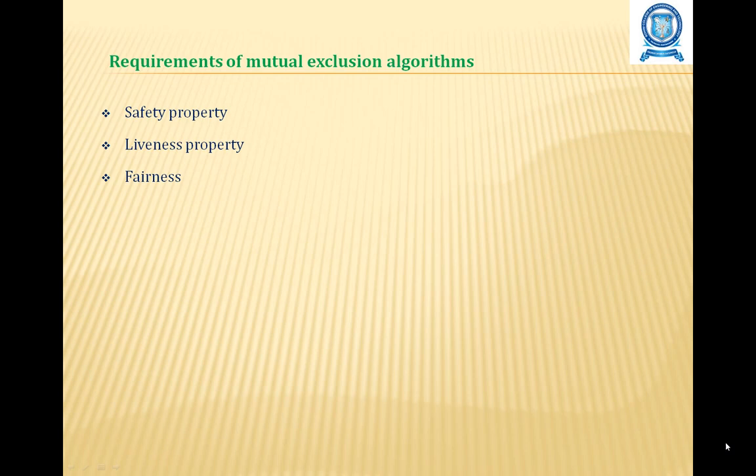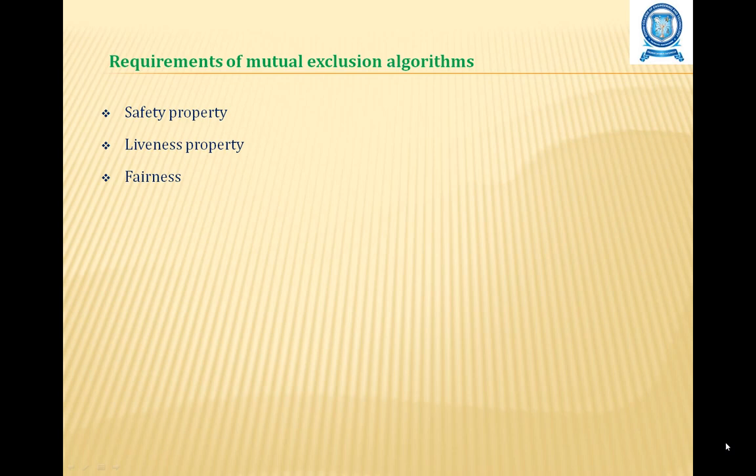Next, we see the requirements of mutual exclusion algorithms. We have three requirements: safety property, liveness property, and fairness property. The first one is the safety property. Safety property means at any instant only one process can execute the critical section. This is the essential property of a mutual exclusion algorithm.